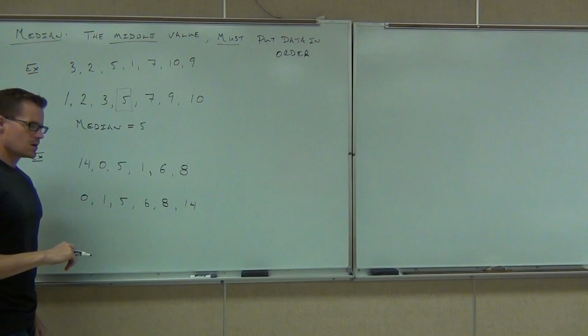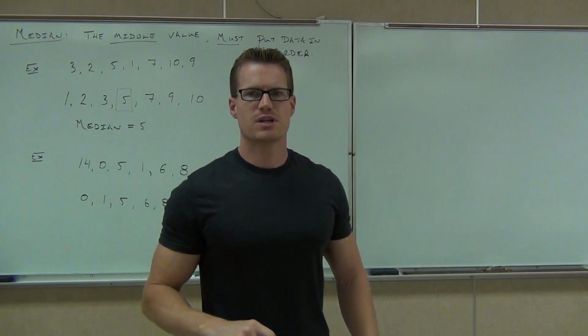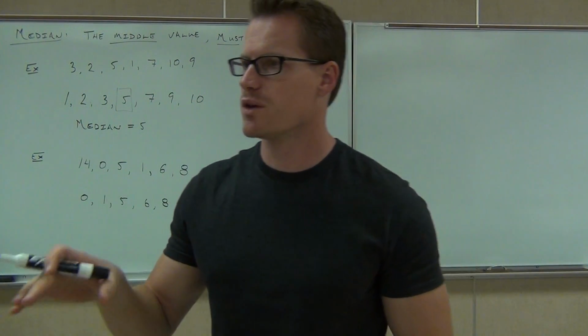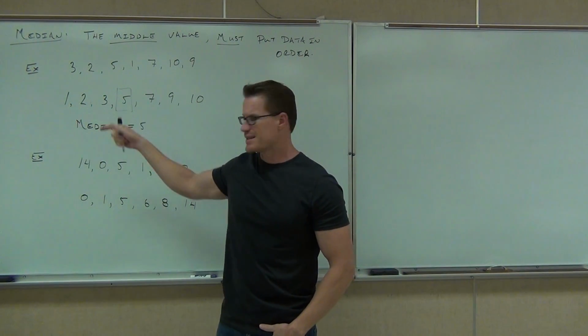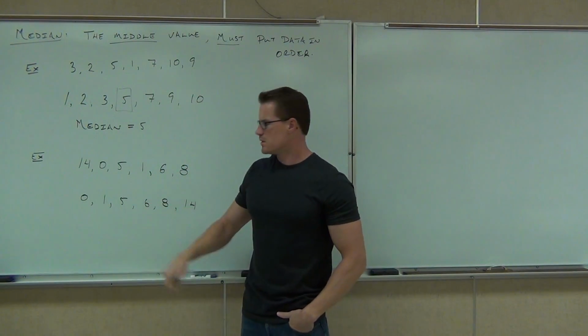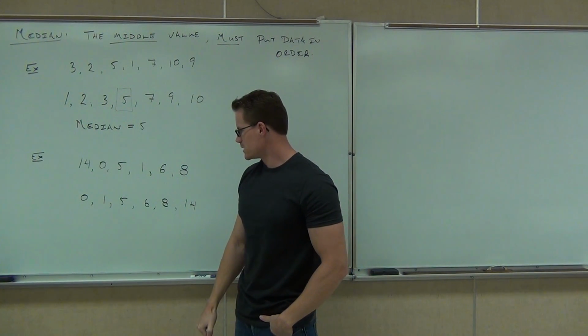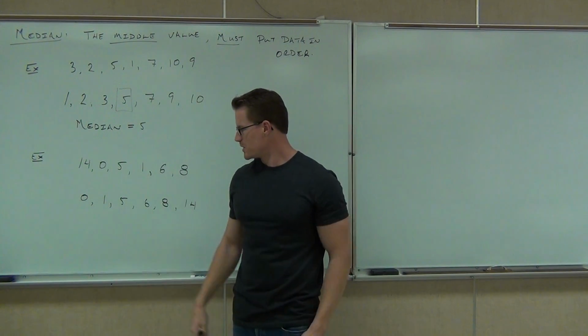Cool. All right. Quick question. If we have these things in order, which we know we're supposed to do, and we're supposed to find the middle number, here it was very easy, wasn't it? Very easy because there was a middle. Is there a middle number here? No. Wait a second. This is 0. No median.